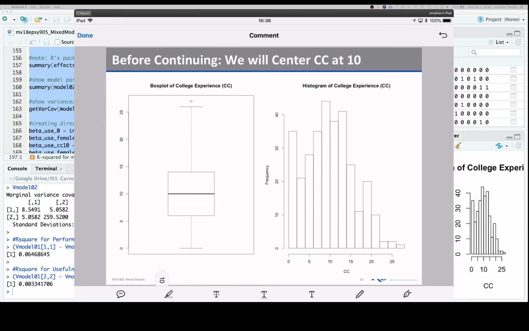Now, before going much further, we're going to center our college credit hours at 10. This is to provide a little bit more information about how much mathematics each person has. And here's a picture of the distribution of college credit hours. You can see we picked 10 because it's roughly about where the median happens to be.